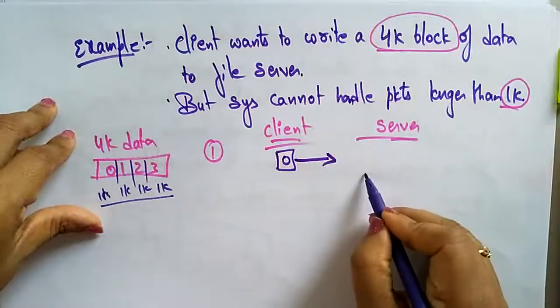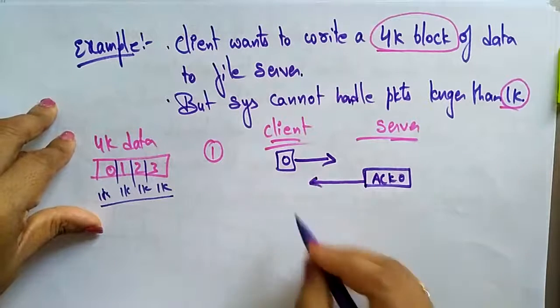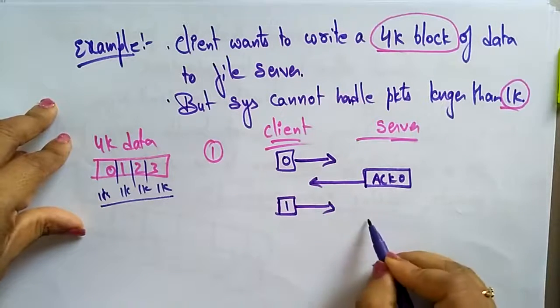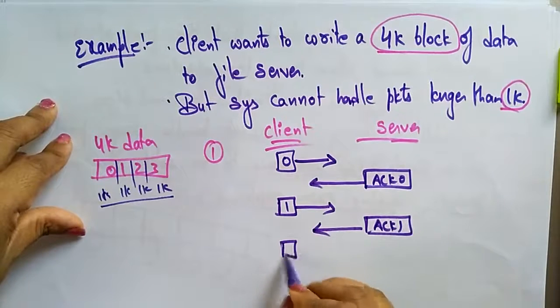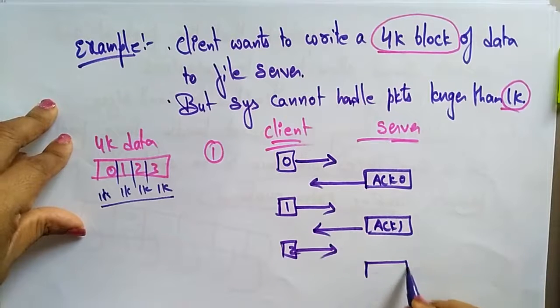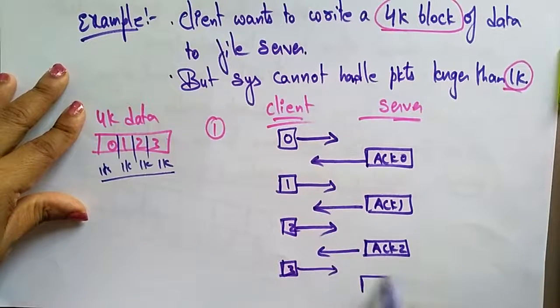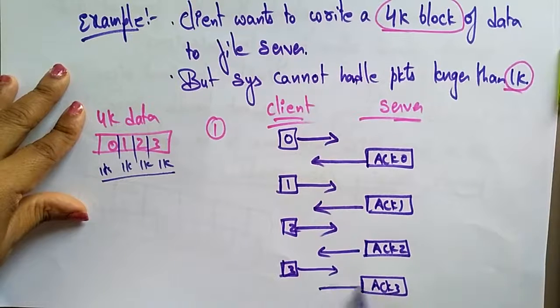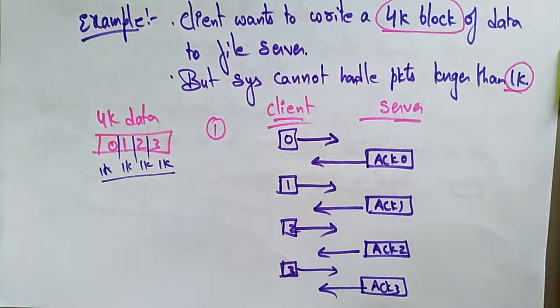So first packet 0 is sent to the server. After the server receives it, it acknowledges: okay, I received the 0 packet. Next it sends the 1 packet. Again the server sends acknowledgement 1 to the client. Next packet 2 is sent to the server, and the server acknowledges with 2. Until it receives the acknowledgement, the client is not sending the next message. Did you observe here? Only after receiving the acknowledgement is it sending another packet. So this is one way of dividing the message into packets and sending it to the server.